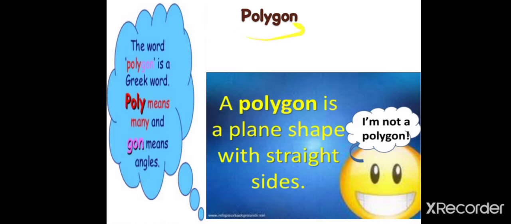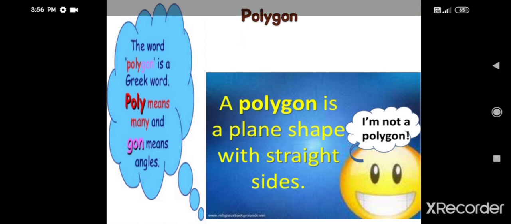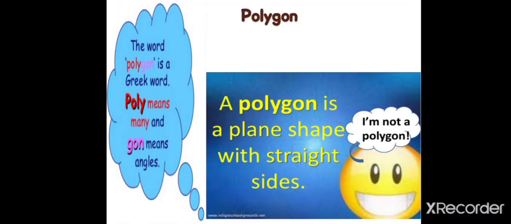First is the polygon. According to the word, polygon is divided into two parts. The first part is poly and the second part is gon. Poly means many and gon means angle. It is a Greek word. So the shape which is made up of many angles is called a polygon. A polygon is a plane shape with straight sides. It doesn't have any curve-like structure.